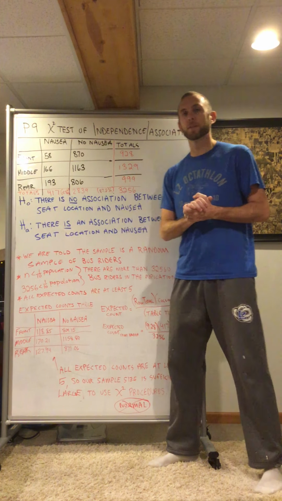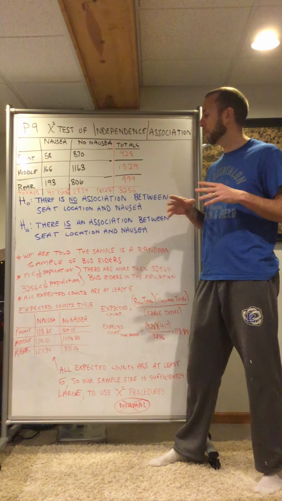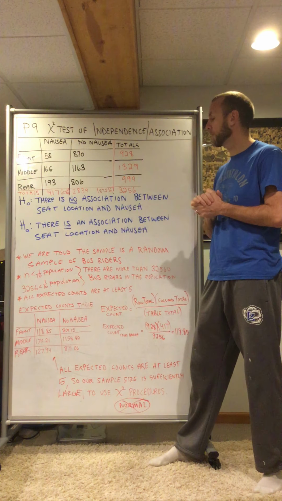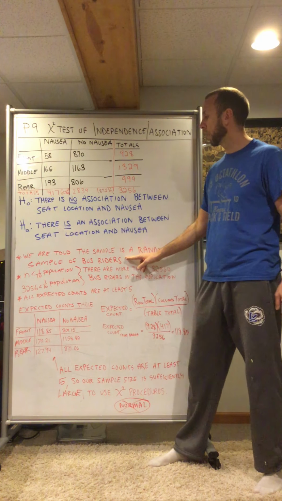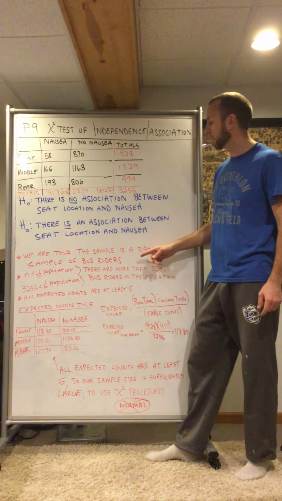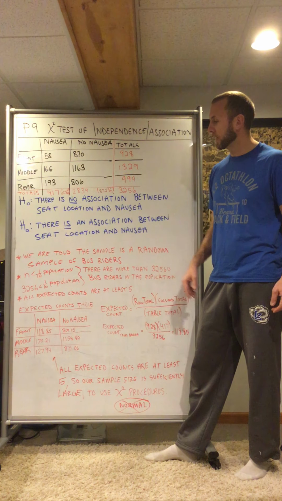Let's talk about our assumptions. We have the same basic three assumptions that we've had throughout the other hypothesis procedures that we've done. We still have our random sample assumption. We were told that the sample is a random sample of all bus riders, so that's satisfied. We still have the 10% condition.